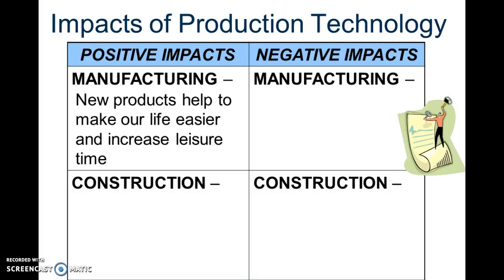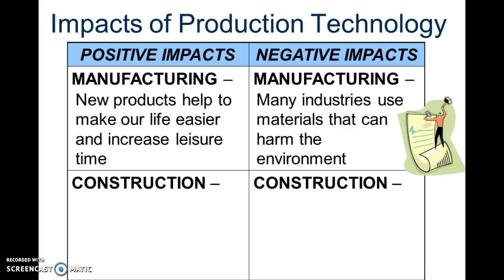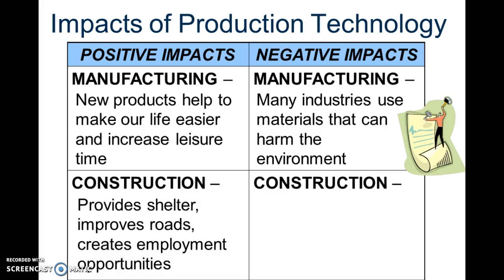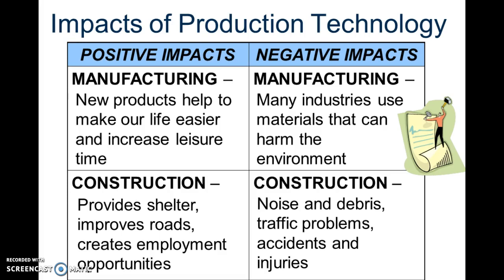Some positive impacts of manufacturing are new products that help make our life easier and increase our leisure time. Some negatives are the materials and industries that can harm the environment. Construction improves our roads, gives us shelter, and creates employment so that we have jobs and make money. But the negatives are the noise and the debris, traffic problems, accidents, and injuries.